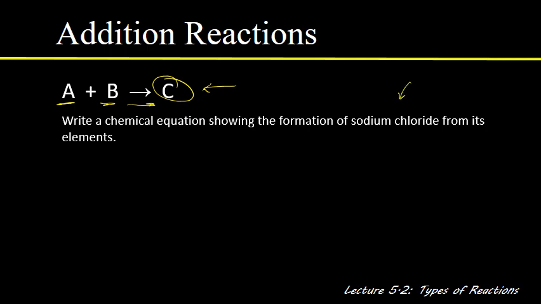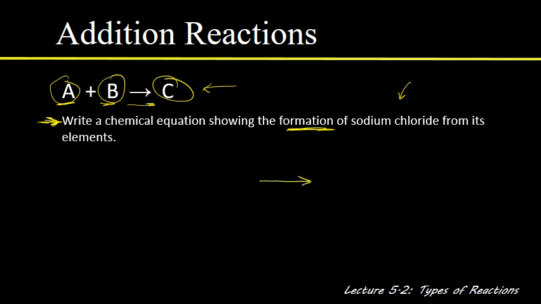But A and B don't have to be elements. You could react a compound and an element to make some larger compound. As long as you're combining two things together, adding them together to make a third thing that incorporates both of them, that's an addition reaction or a formation reaction. All right, so for example, let's look at this one. Might be asked to write a chemical equation showing the formation of sodium chloride from its elements. Right? So this is the same reaction that we were looking at in a previous video.